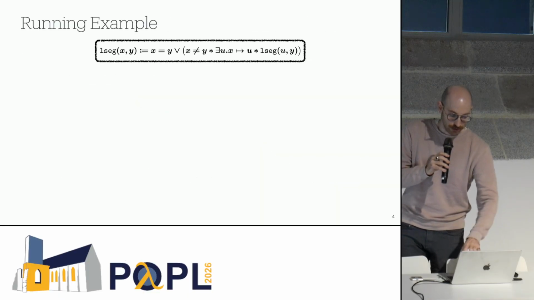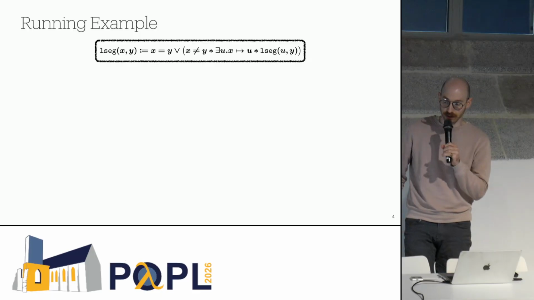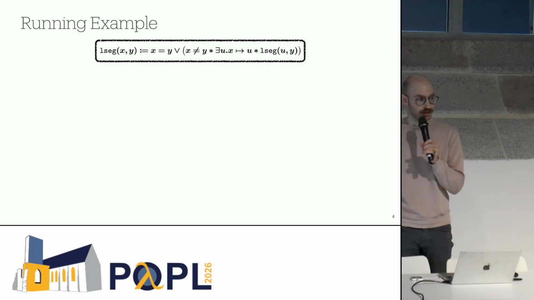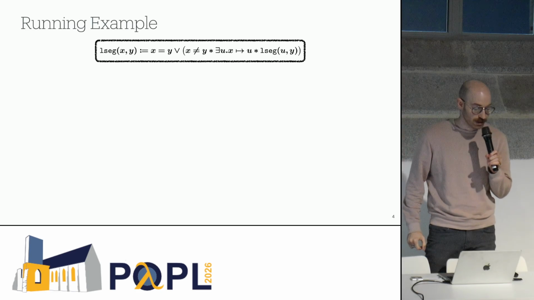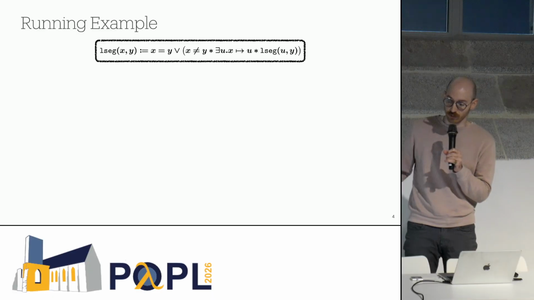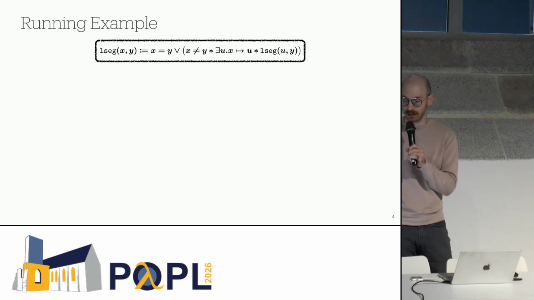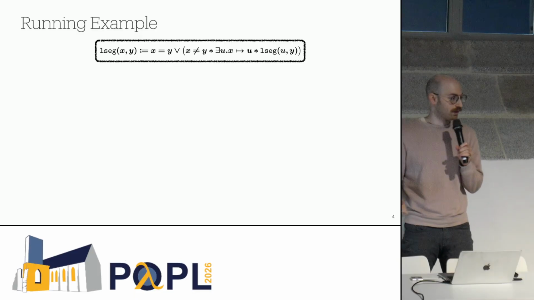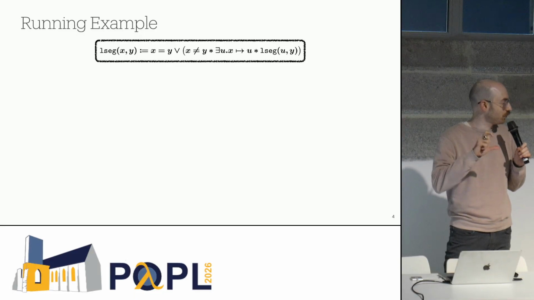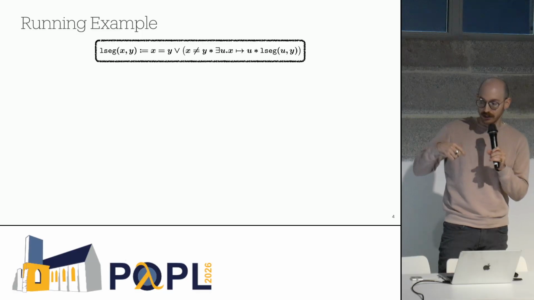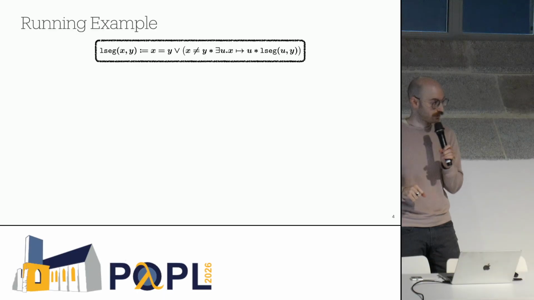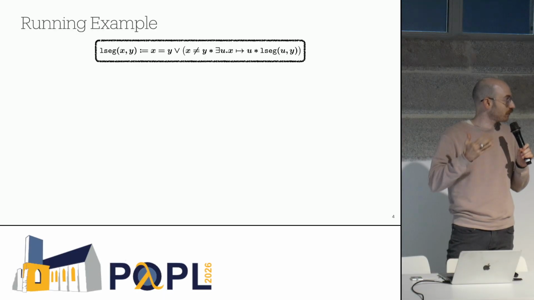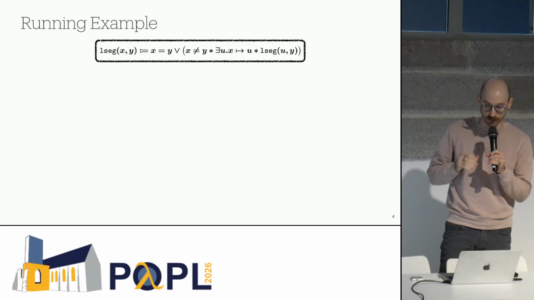So let's begin with a concrete running example. We have this inductively defined acyclic list segment, lseg x y. So lseg x y holds when we have a singleton segment, x equals y, or we have some segment lseg u y, and x points to u, and so we extend the segment from the left. And we ensure that x is different than y to have an acyclic segment.